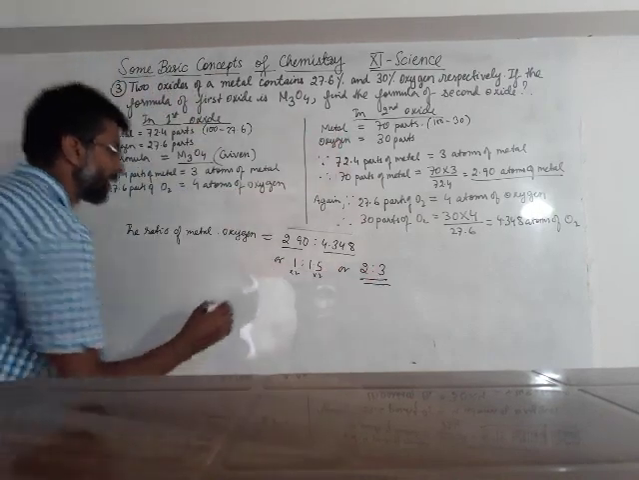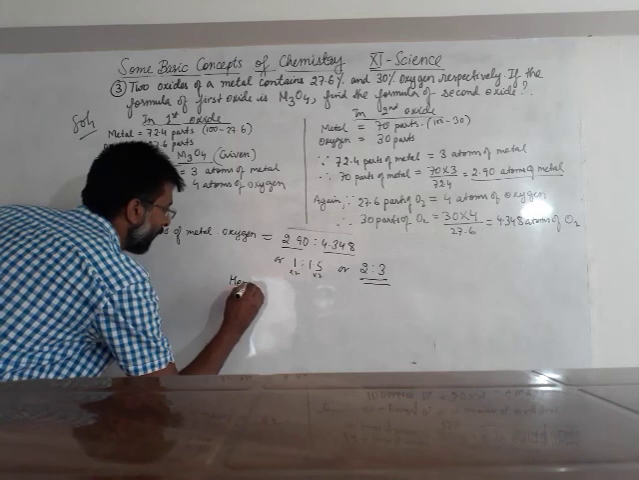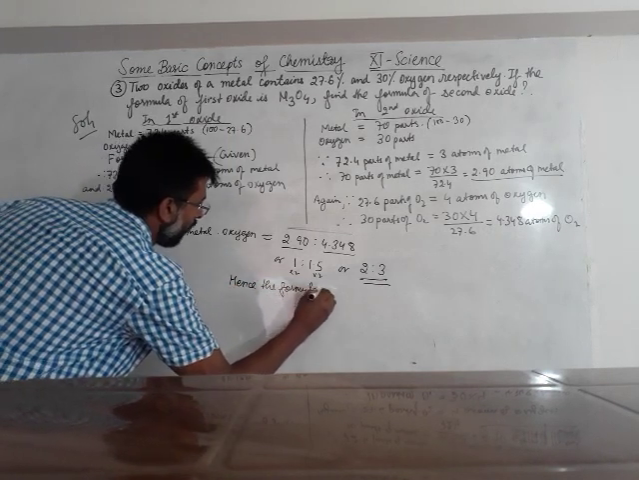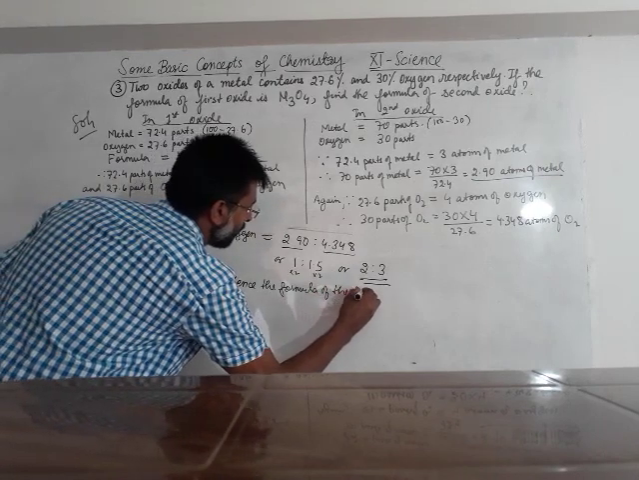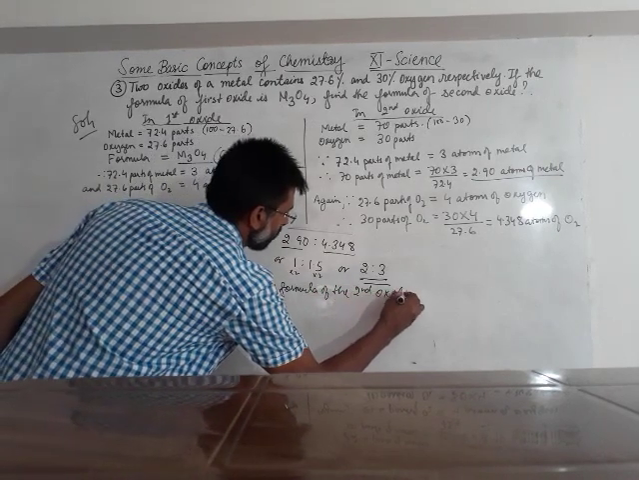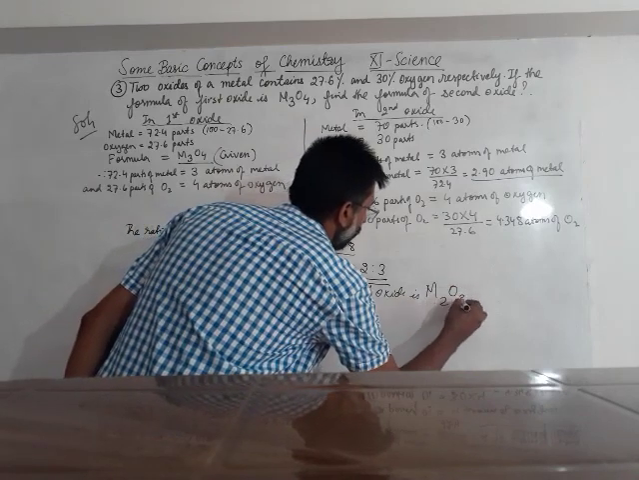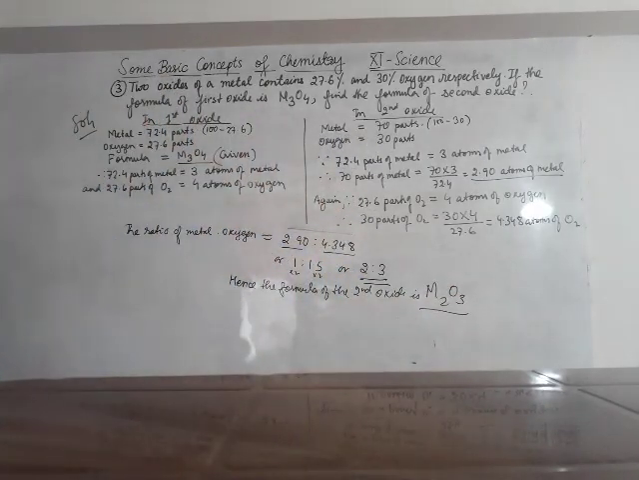So hence the formula of the second oxide you can write down as M2O3. This is the answer. So this is how you are going to do the second sum, which is a problem based on the concept of law of multiple proportions. So we have done this. Therefore the formula of the second oxide is M2O3. I hope you have copied the solution.